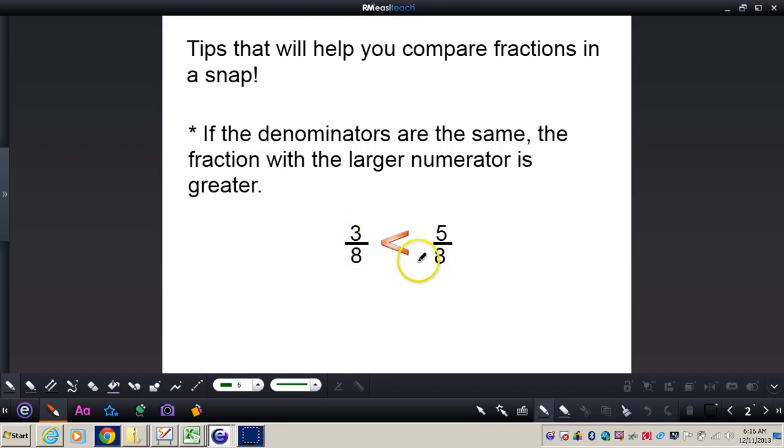For example, think about a pizza that's divided up into 8 pieces. If I eat 3 of those pieces and my friend eats 5 of these pieces, obviously eating 5/8 of the pizza would be greater than eating 3/8 of the pizza. So if the denominators are the same, the fraction with the larger numerator will be greater. So that's tip number one.